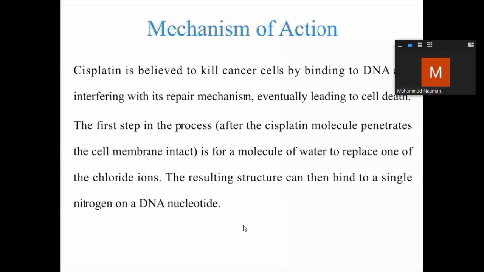It is believed to kill cancer cells by binding to DNA and interfering with its repair mechanism, eventually leading to cell death. The first step in the process, after the cisplatin molecule penetrates the cell membrane intact, is for a molecule of water to replace one of the chloride ions. And just from the chemistry side, cisplatin has platinum inside it, and platinum is a transition element; it changes its valency according to the environment. Sometimes it is 2 and sometimes it is 4. And in this alkylating agent as a chemotherapeutic drug, we have cisplatin with platinum of valency 4.